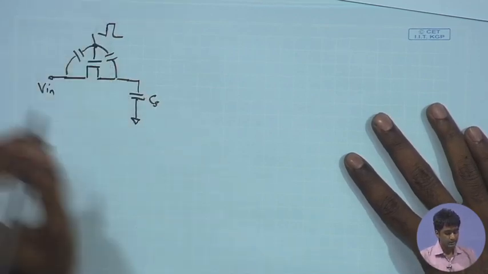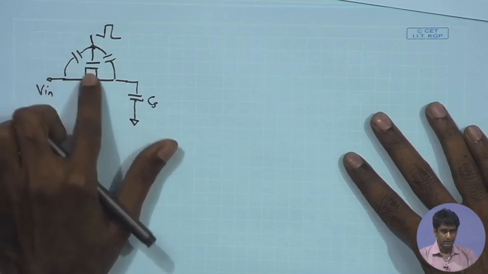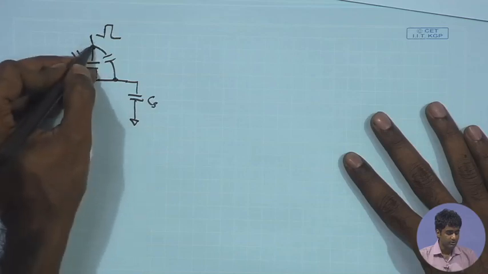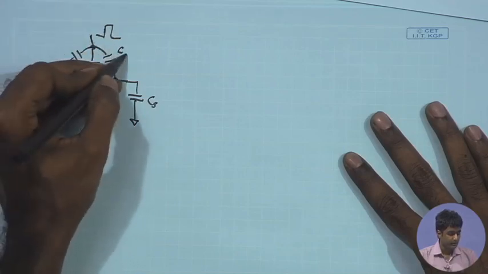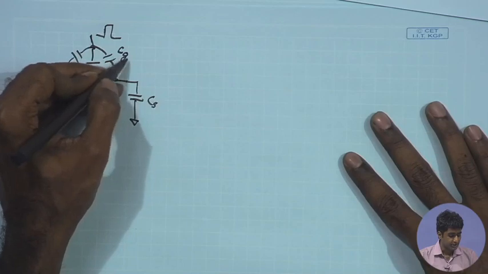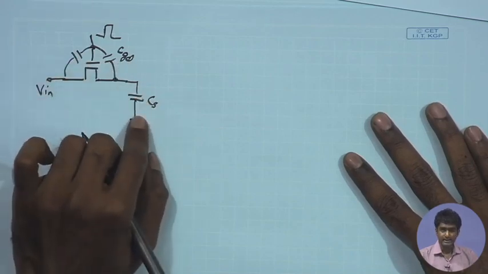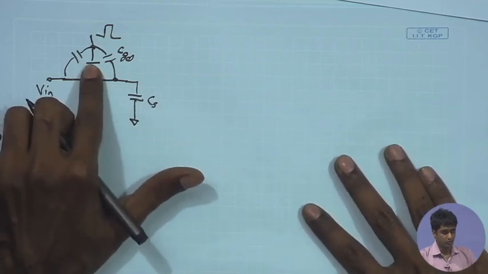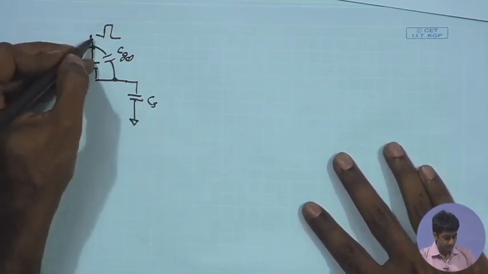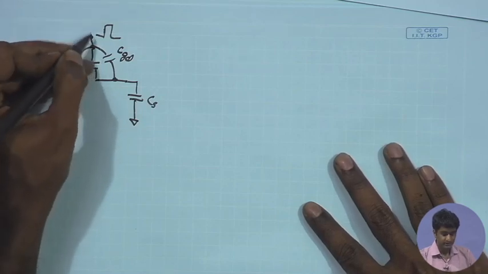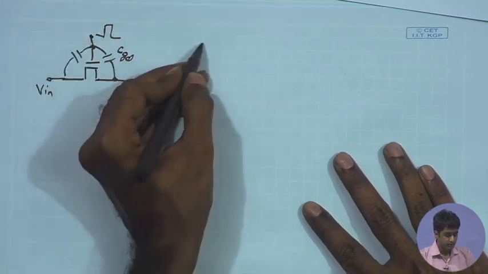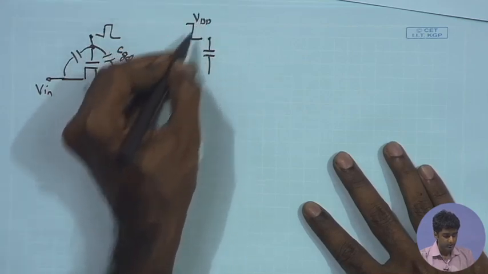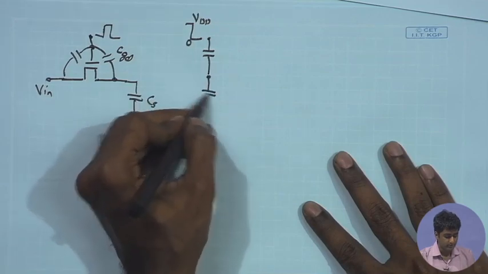But now, if I also look at the condition when the switch is almost turning off, under that condition I have an effective voltage divider formed between this CGD of this MOSFET and the CS. So at the verge of turning off, this switch is almost an open circuit, and then we have the clock voltage over here transiting from VDD to ground. Therefore, we effectively have a capacitive divider where the signal is transiting from VDD to 0 to turn off the switch, and we have the CS over here.